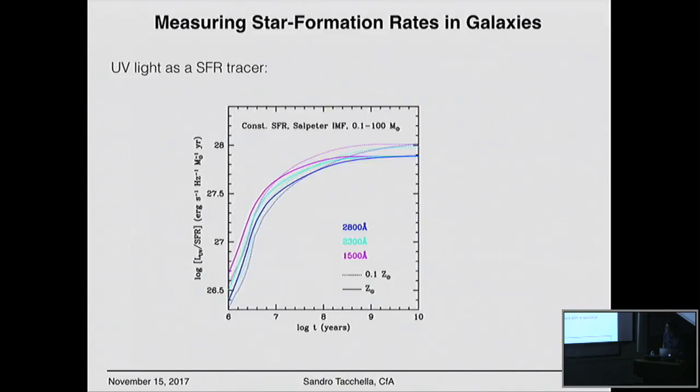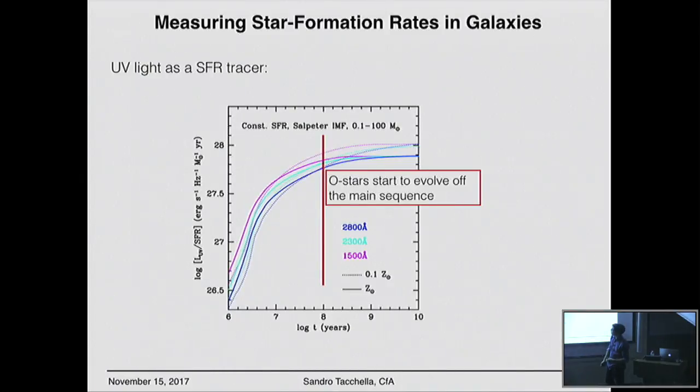So when you do a simple example with the UV light, you can see here the luminosity in the UV over the star formation rate. You can see that when you have a constant star formation rate, you approach a certain asymptotic conversion factor. This is just because the O stars are leaving the main sequence of stellar evolution. So you can use this to convert the UV luminosity you see in a certain band to a star formation rate.